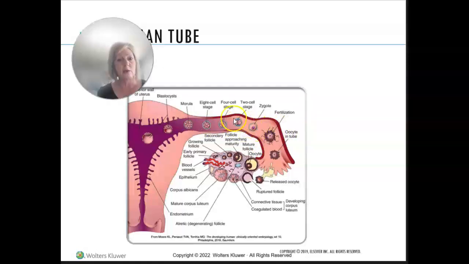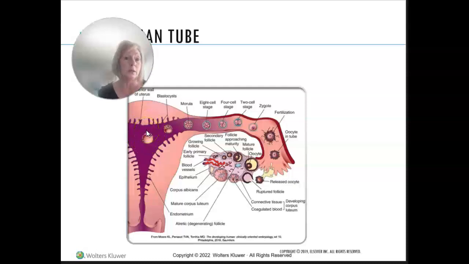But let's say that you had something happen, you had scar tissue right here. That fertilized egg can't get through that scar tissue. So the fertilized egg just keeps getting bigger and bigger and bigger. And sometimes we'll call that an ectopic pregnancy. We'll talk about that more later on. But once it gets down in here, we want it to implant in that posterior uterus back there.